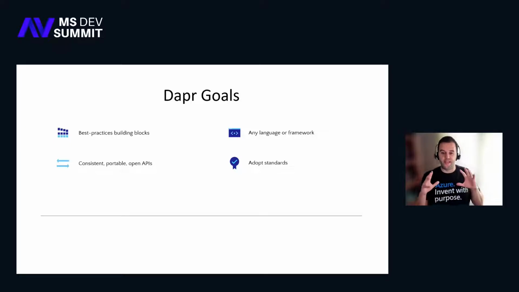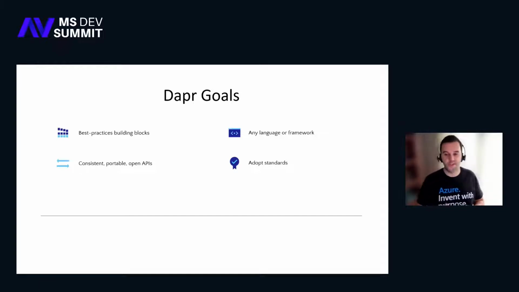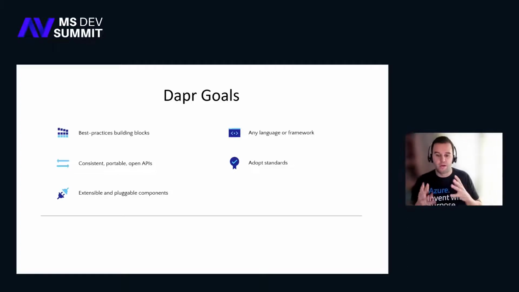Also, Dapr adopts standards to ensure consistency across all features and functionality that it provides to us. This is really an important goal, because once you are using standards and you have consistent applications, it becomes much easier to reuse code across applications. And we can leverage the extensive set of extensible and pluggable components to easily build additional functionality in our applications.